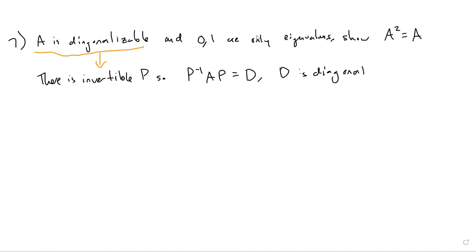And then now we're going to use the 0, 1 property here so that D, in fact, is something of the form, we can call it lambda 1 all the way down to lambda n, and we don't know how big it is. Zeros here and zeros there, where lambda 1 through lambda n are zeros or ones.